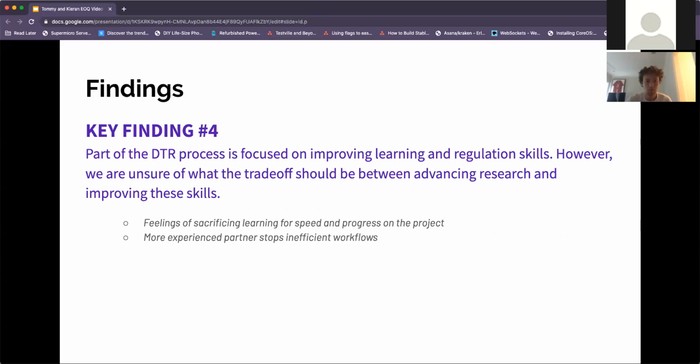And so one of the things that we need to continue to observe within DTR environments is how students deal with that trade-off of learning important skills that will help them later in their research, and specifically using practical advice to immediately advance their research.